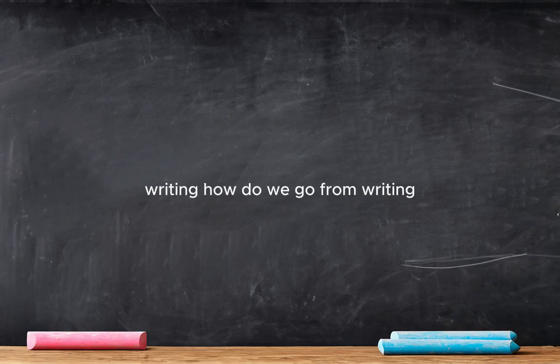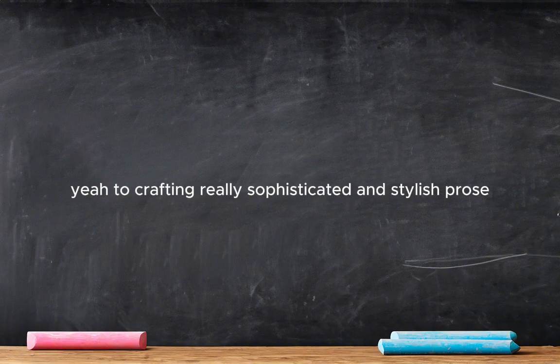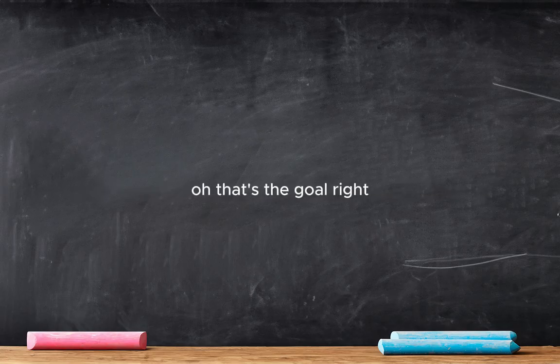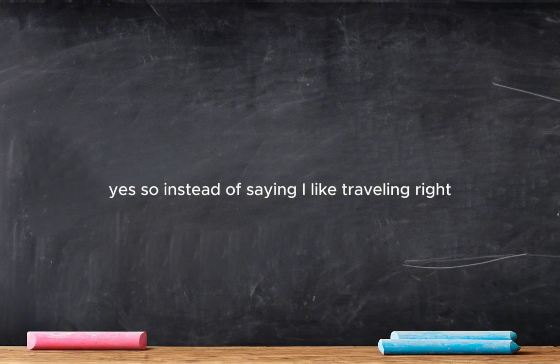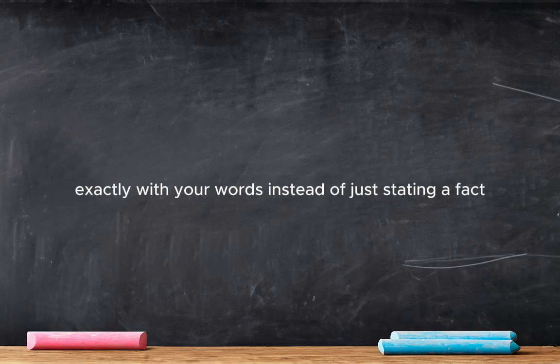All right, writing. How do we go from writing grammatically correct sentences to crafting really sophisticated and stylish prose? Oh, that's the goal. Yeah, absolutely. Because it's about moving beyond simply conveying information. It's about expressing yourself. That's a really good point. With nuance and impact, yes. So instead of saying, I like traveling, you could say, I'm captivated by the allure of exploring diverse cultures and breathtaking landscapes. Wow, yeah. Same thought, but much more evocative and way more impactful. Right. It's like you're painting a picture with your words.